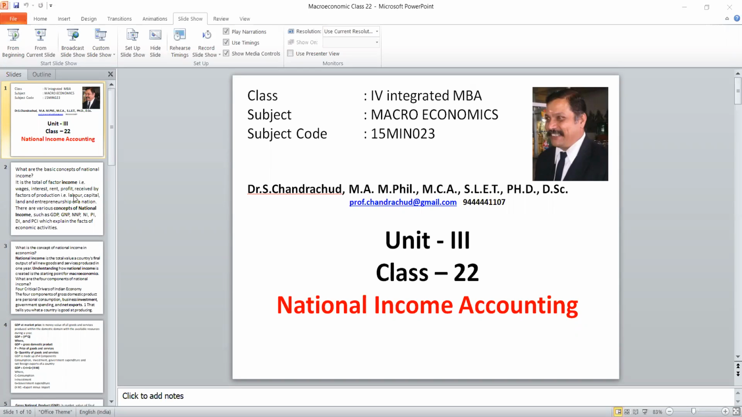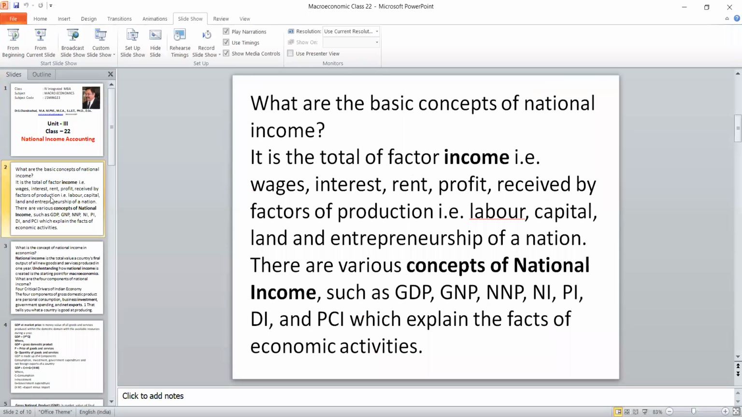Today we are going to discuss national income accounting. Last day we have seen the definitions: Marshall's definition, Pigou's definition, and the modern definition. Today, in continuation with that, we will see two or three Section A questions and a Section B question.